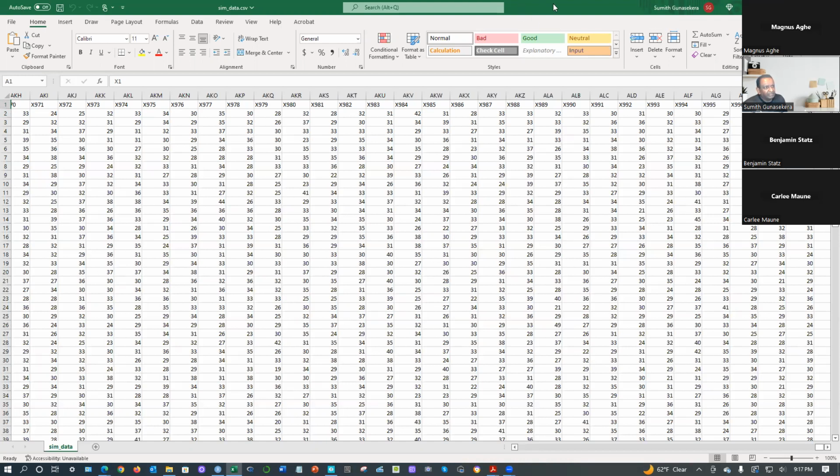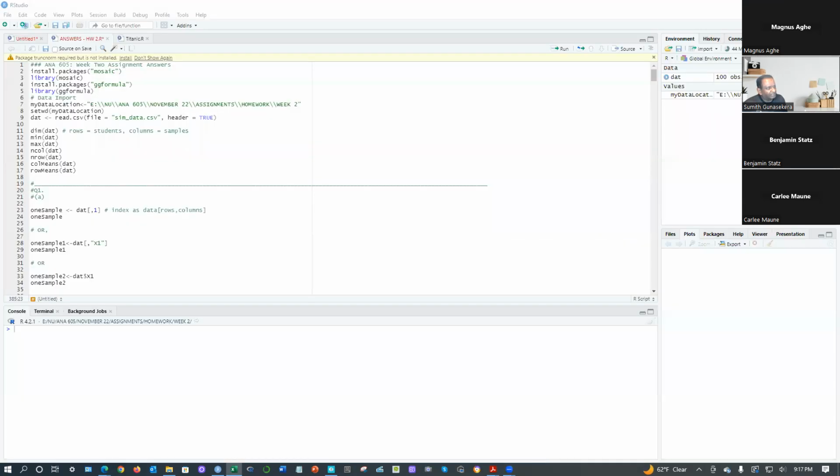Okay, let's see how to tackle this one. Let's get the data. Let's go ahead and look at the dimension, dim. Dimension gives the number of rows and number of columns. First one, number of rows: rows are students, columns are samples.